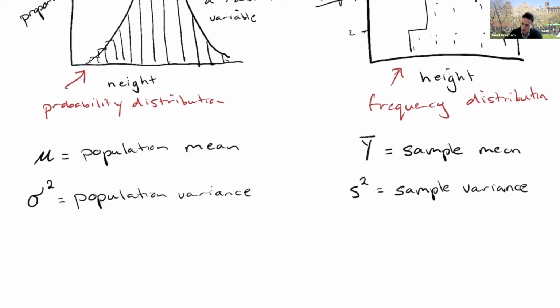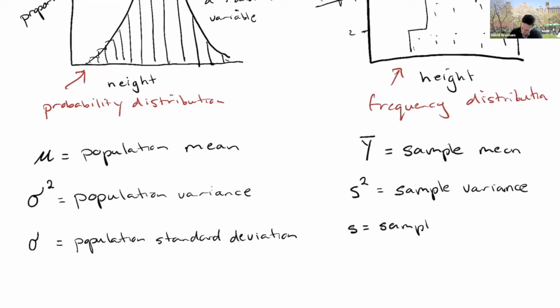And then to put it into units that we like, we just take the square root of that. So we have sigma, which is our population standard deviation. And we have S, which is our sample standard deviation.